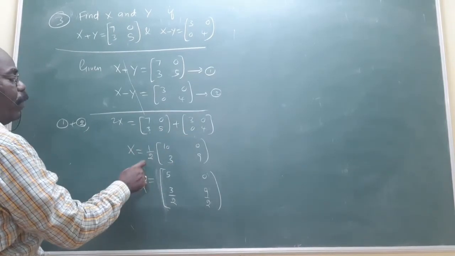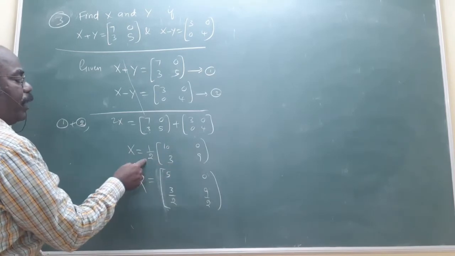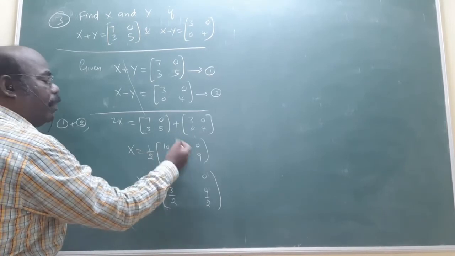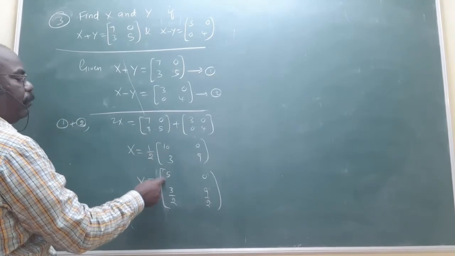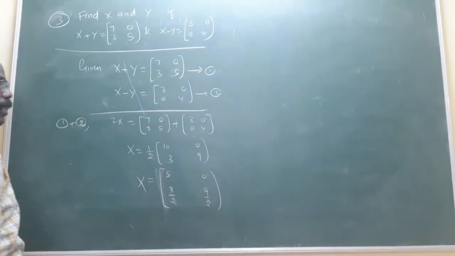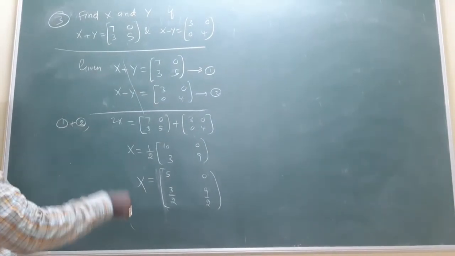Next, this 1 by 2 is what? It is outside the matrix. You want to multiply all elements by 1 by 2, otherwise all elements divided by 2. 10 by 2 is 5. 0 by 2, 0. 3 by 2, 3 by 2 only. 9 by 2. First answer. Now, adding both, we get the X answer.